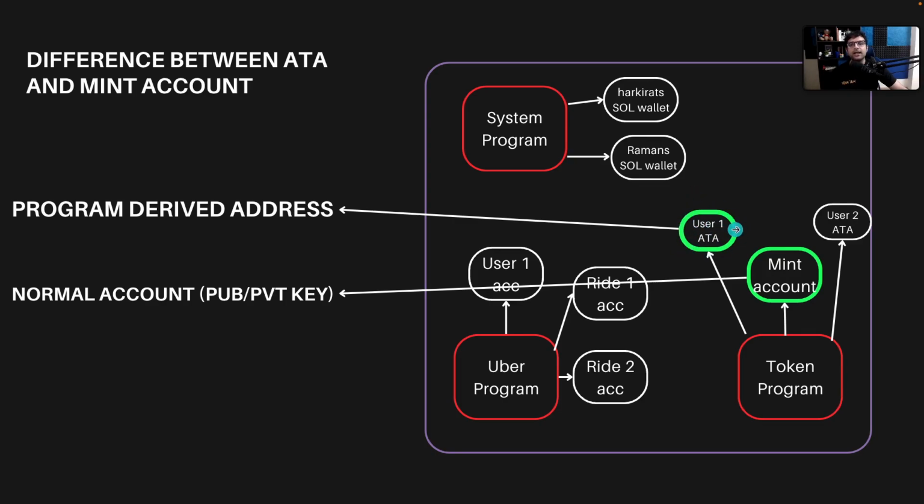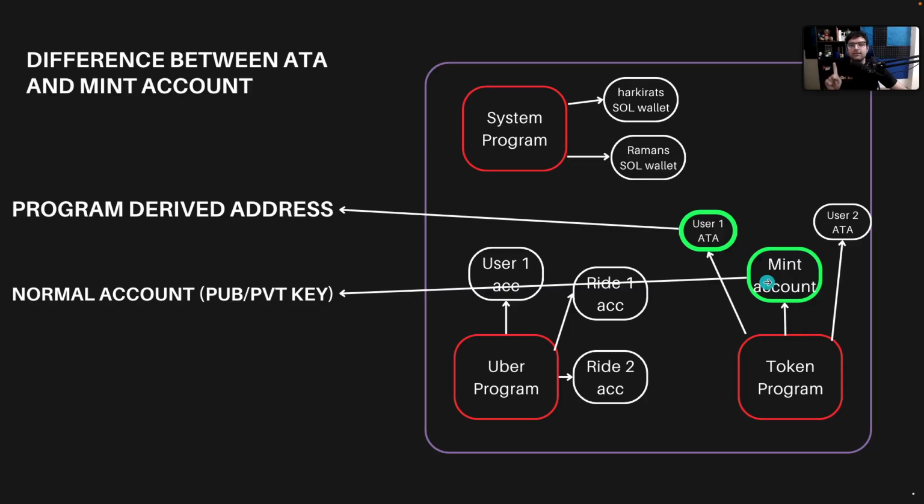This user1 ATA, this user1 associated token account, it is owned by the token program. It is derived from some different program. But this account does not have a private key. It only has a public key. It is not like I have forgotten its private key. It's like it doesn't have a private key only.